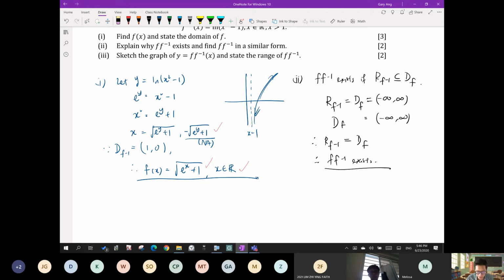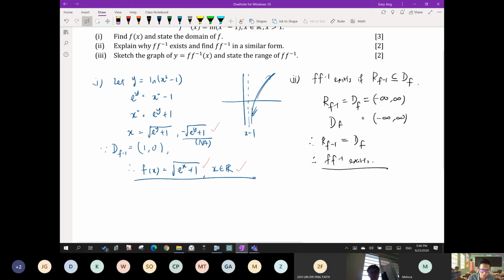Okay, so things like that, you get what I mean? You want to know it completely. You don't just blur say it like that, sometimes correct, sometimes wrong. Anyways, explain why it exists. Explain why, 1 mark. Okay, and find this in similar form. This is lame.